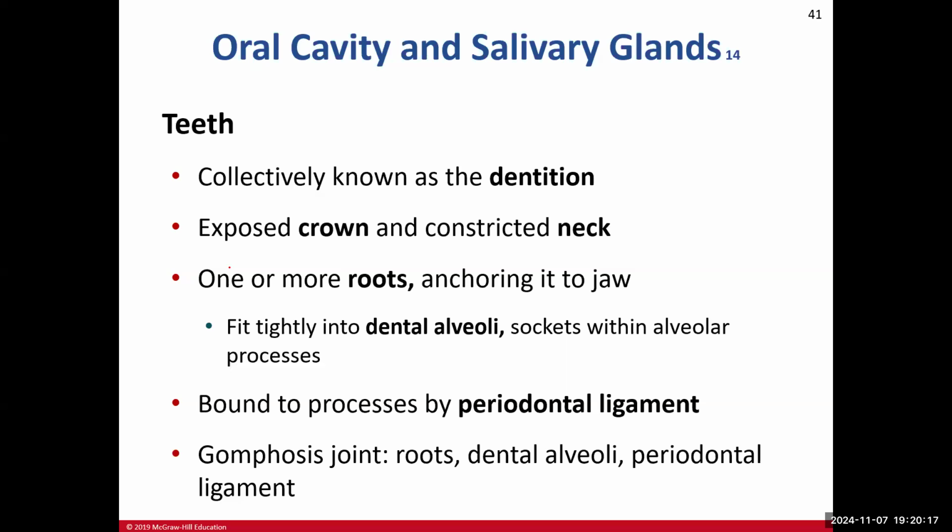And then the crown kind of tapers down into what we call the neck, and that's where the gum line comes up to. So the gum line will surround the neck, and then the part of the teeth that you really don't see are the roots.